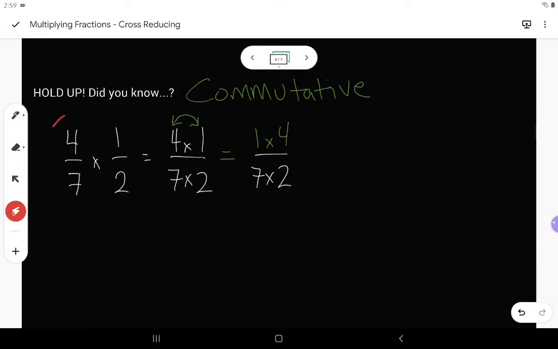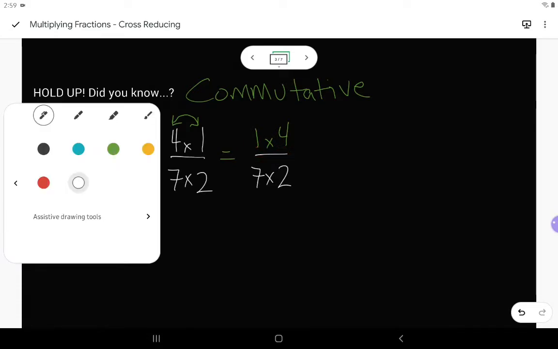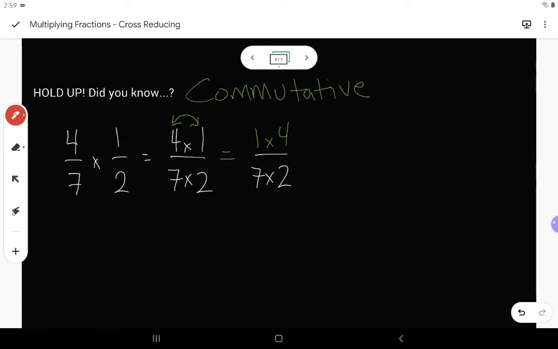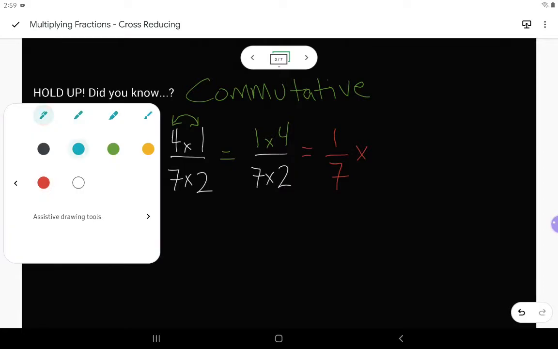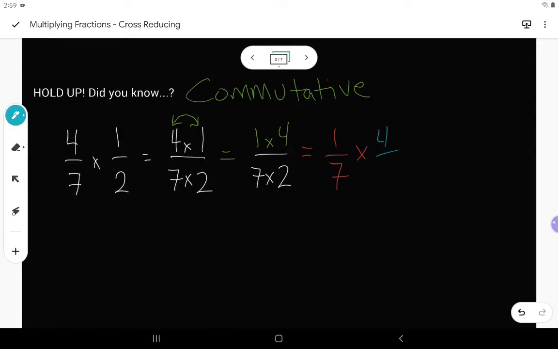So I went from 4 over 7 times 1 over 2 is the same thing as 4 times 1 over 7 times 2. I just flipped my 1 and my 4. Okay, now just hold on, bear with me for a second here. I'm going to do something a little bit crazy. I'm going to split these into different fractions here. So I'm going to take those two first numbers and write it as 1 over 7 times, and then my second fraction, I'm going to write it as 4 over 2. Okay, now I know that's a little bit crazy. Why in the heck is Mr. T doing this? It doesn't make any sense.